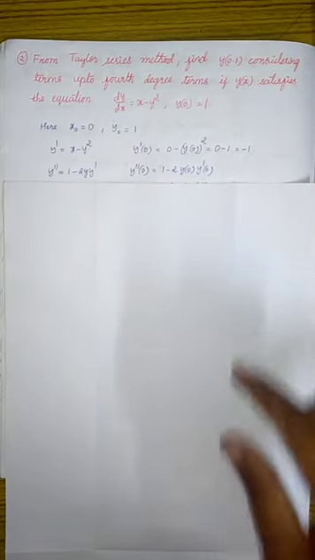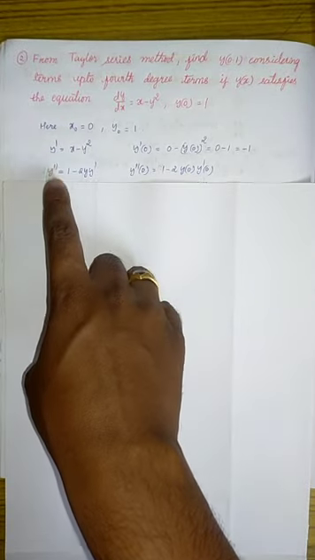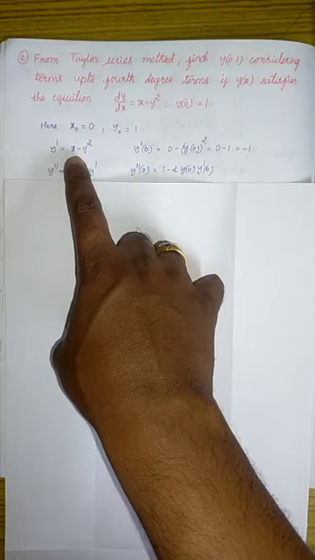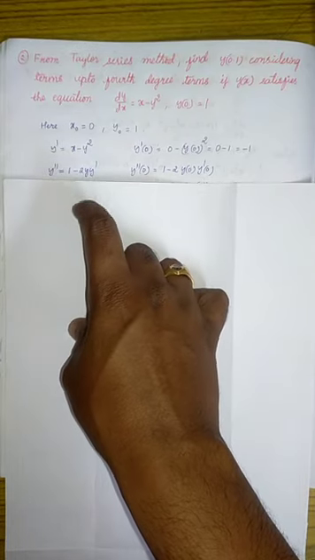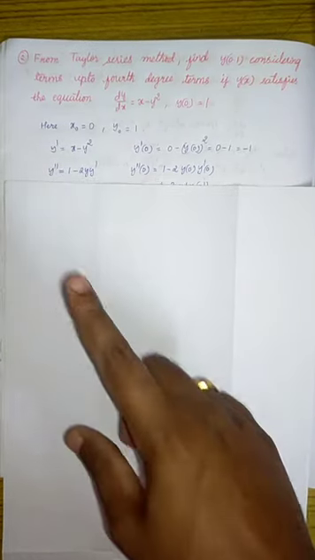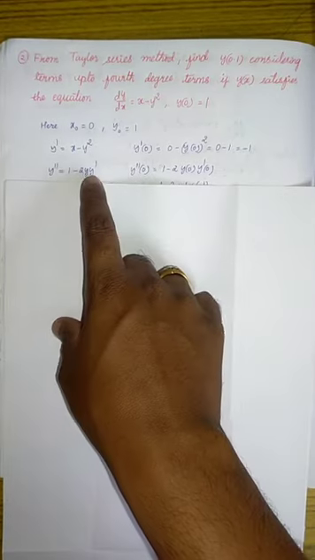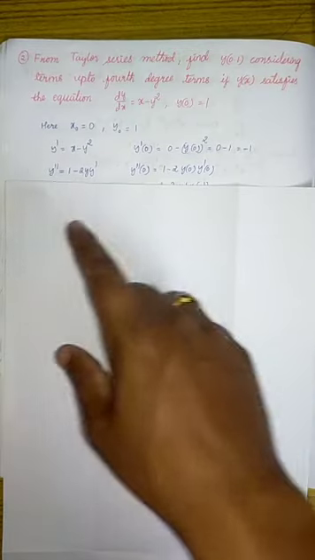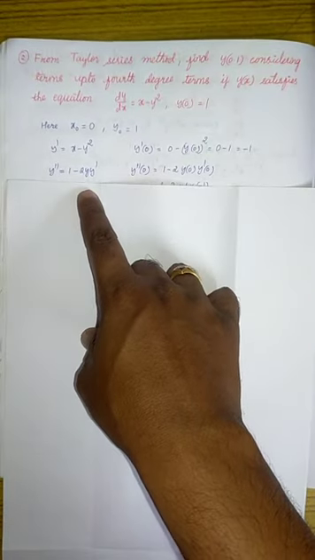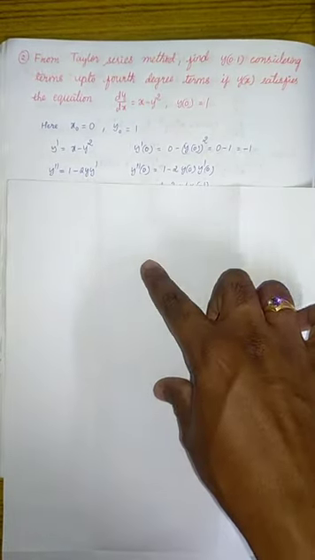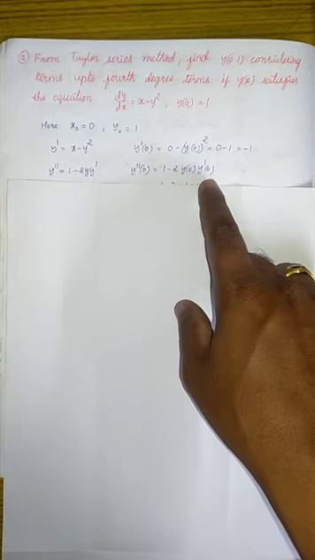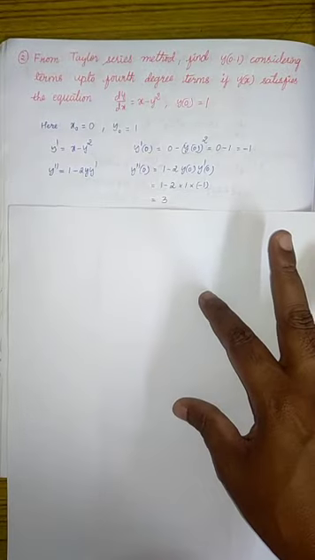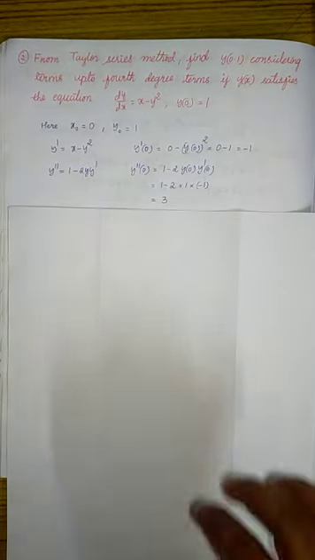Now let us calculate y double dash. Let us differentiate y dash with respect to x. So y double dash equals the differentiation of x with respect to x, which is 1, minus the differentiation of y square, which is 2 into y into the differentiation of y with respect to x, that is y dash. Now let us calculate y double dash of 0. We have to replace y by y of 0 and y dash by y dash of 0. So it is 1 minus 2 into y of 0 into y dash of 0. We know y of 0 is 1, and y dash of 0 is minus 1. On substitution we will get y double dash of 0 is 3.